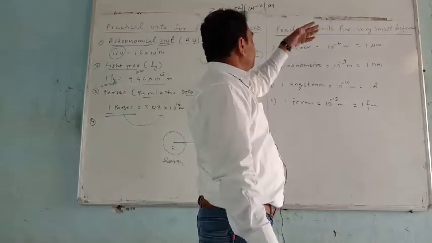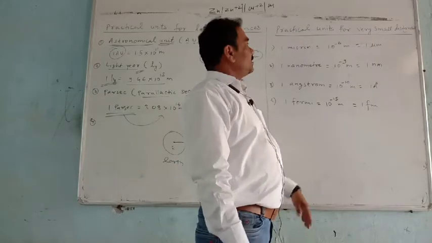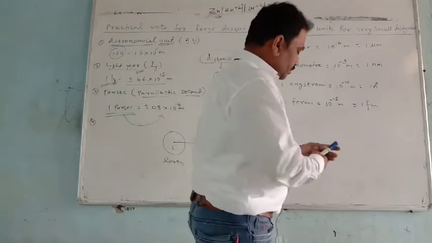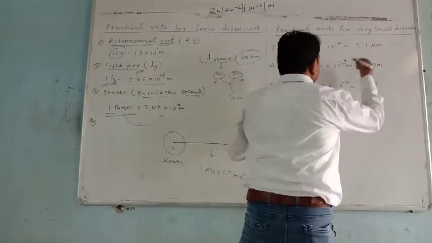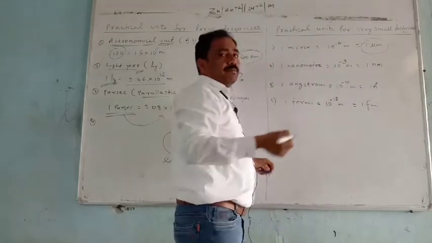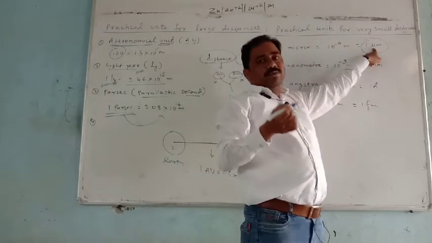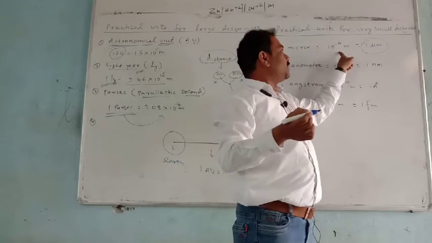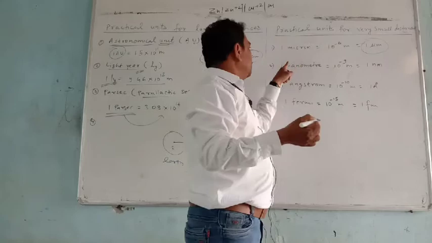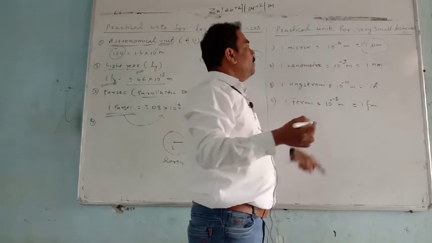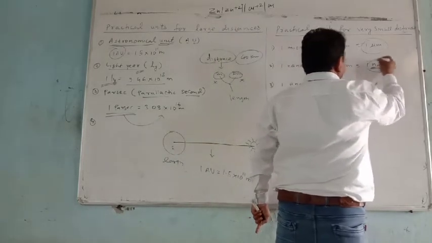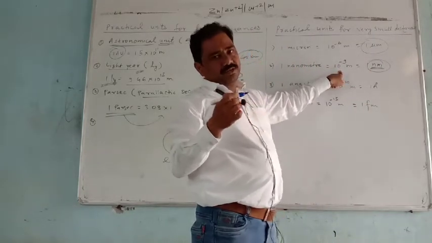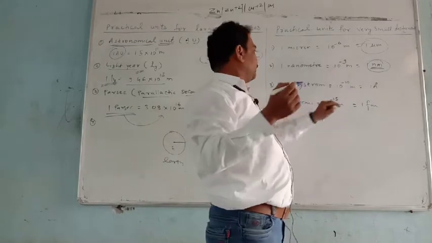Now let us move towards the practical units for very small distances. So 1 micron can be written as 1 mu m. Mu stands for what? 10 to the power minus 6. So 10 to the power minus 6 meter. Then 1 nanometer. Nanometer means what? Nm, that is nanometer. 1 nanometer is 10 to the power minus 9 meter.